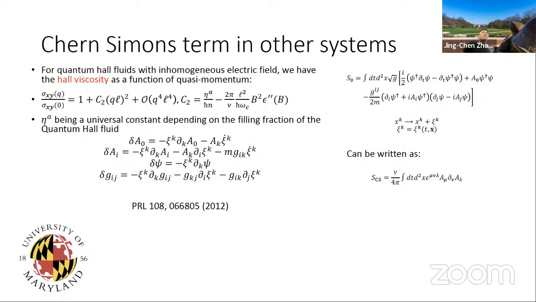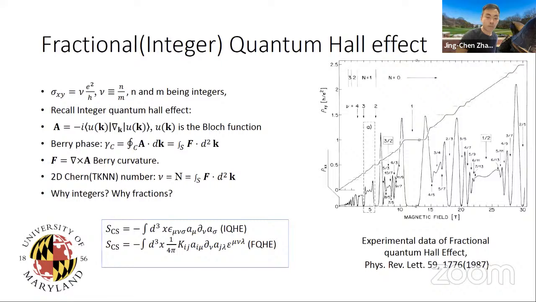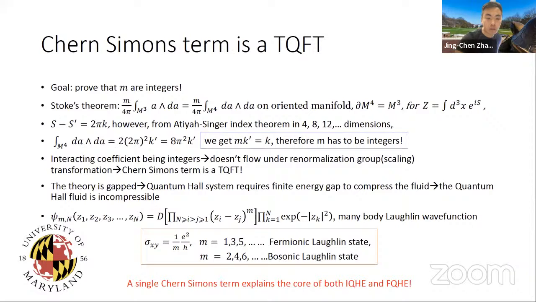Any more questions? Yeah. So what is the topological field theory and what does it deal with? Oh yeah, so topological field theory. So topological field theory is a quantum field theory that doesn't depend on the metric. It only depends on the topology of your system.